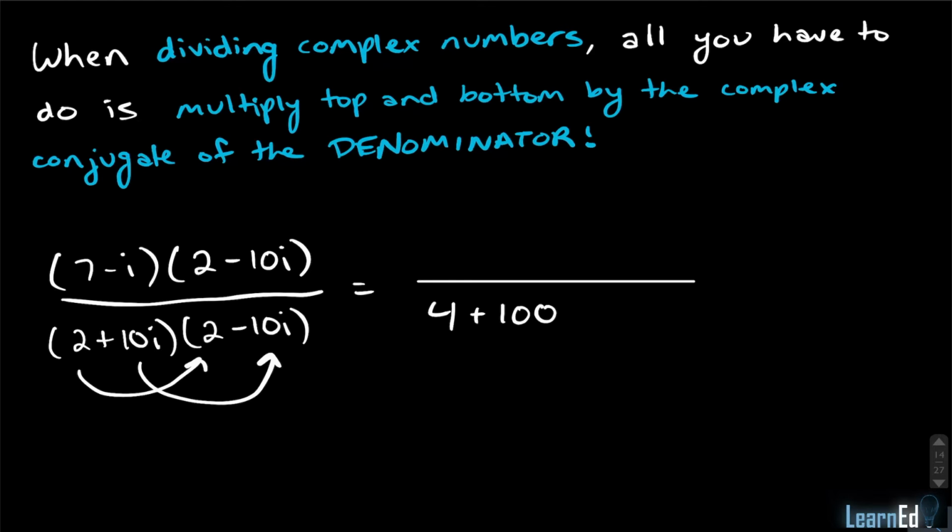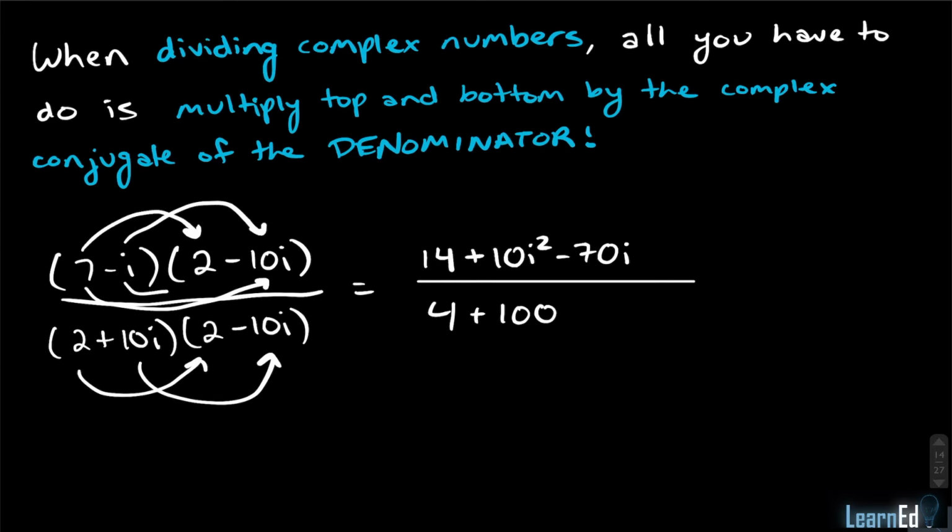Okay, so we can also do this in the numerator, and that's going to be a little harder. We have 7 times 2 is 14. We have a negative i times negative 10i gives us plus 10i squared. Then we have a 7 times negative 10i. That gives us negative 70i. And we have a negative i times 2, which gives us negative 2i. Simplifying a little bit here, first off, this is going to be a negative 10. So we just get 4 minus 72i. And then in the denominator, we get 104.